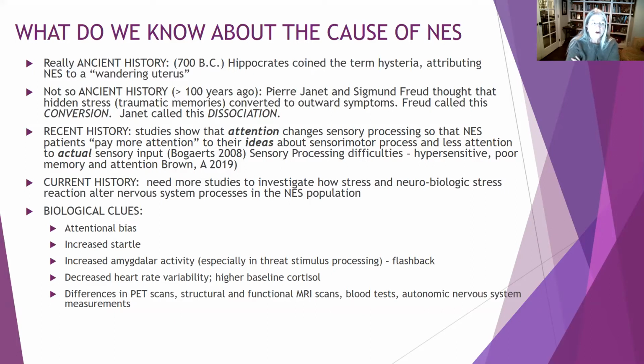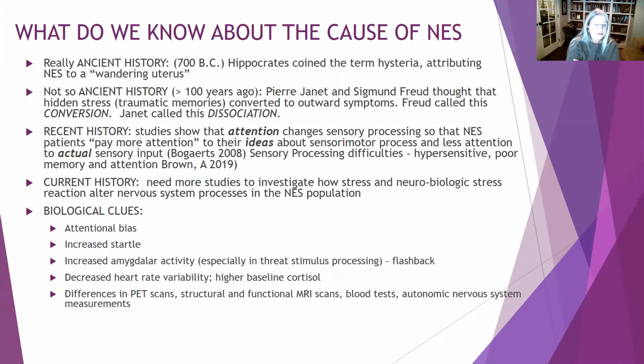The attentional bias that I talked about up top, this trouble with sensory processing, increased startle responses, which we can measure, increased activity in a part of the brain called the amygdala, which is the part of the brain that processes emotion, especially if there's any threat stimulus processing going on. And we see this played out in people with post-traumatic stress disorder and flashbacks. We can measure the autonomic nervous system, which is a fancy way of saying the fight or flight response that people have, by checking how variable their heart rate is. We can also look at stress hormones like cortisol.